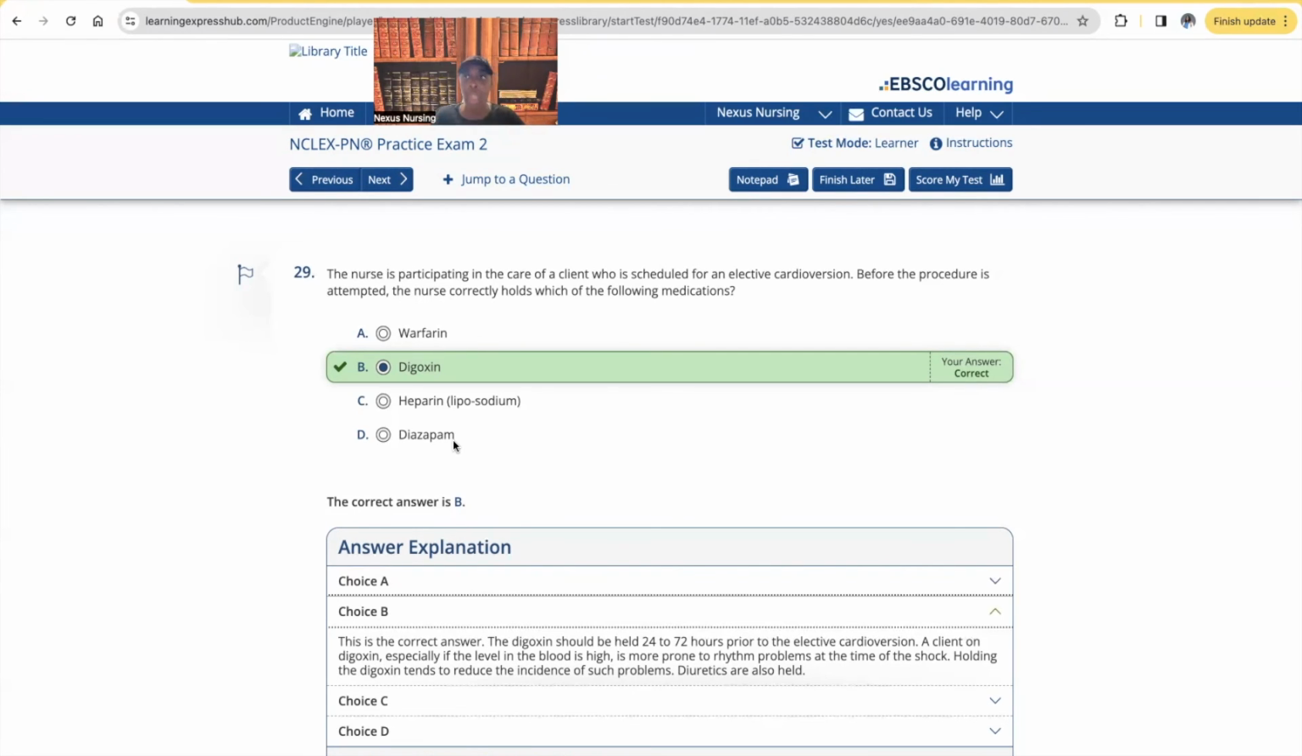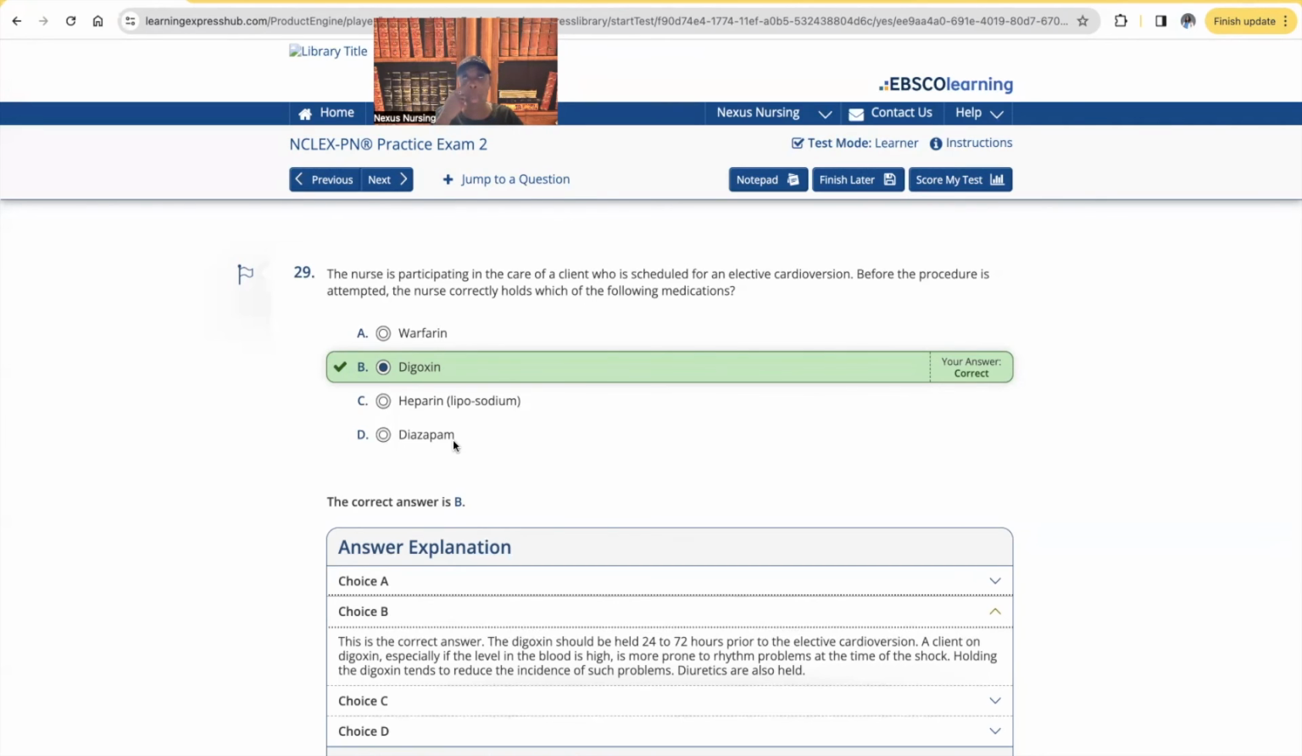Think about this. Digoxin, we love digoxin. Patient has CHF, we give them digoxin, it increases contractility of the heart. Great. What else does it do? It slows down the heart rate. This patient's getting cardioversion. Is this the type of med we really want them to be on? Absolutely not. So we're going to hold digoxin.